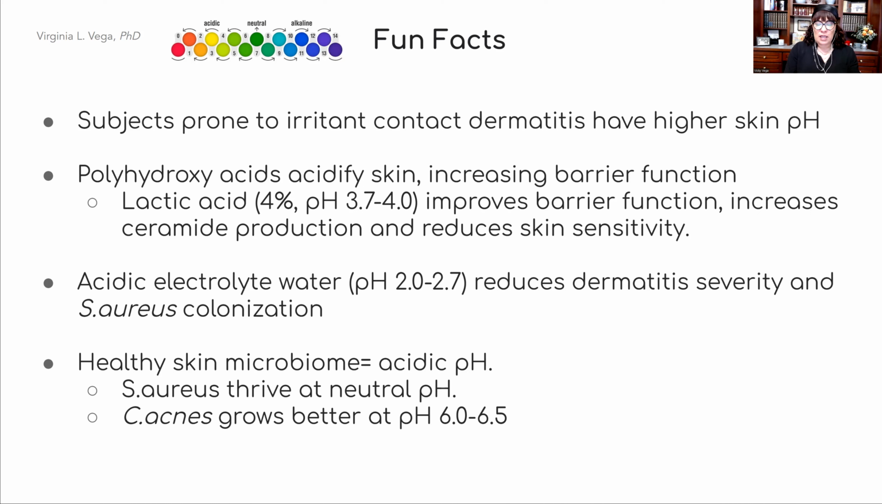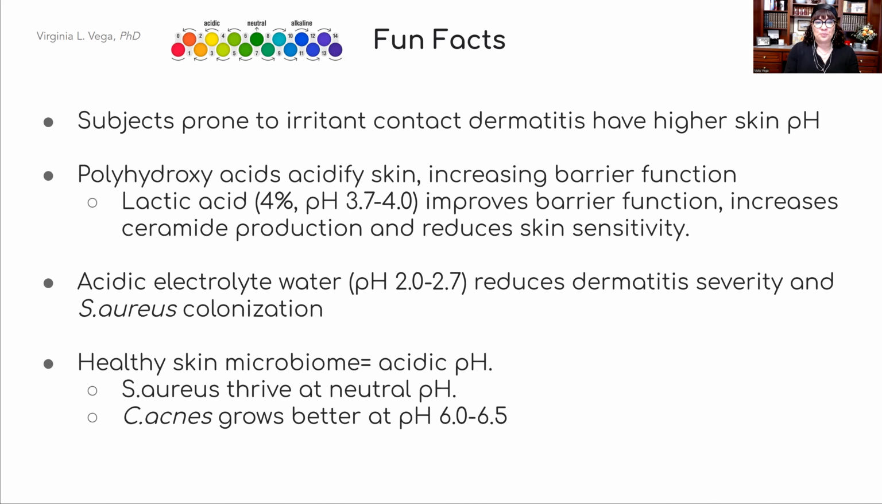One of the most common things that you can use is lactic acid at 4%, pH 3.7 to 4. Remember, it's very important when you use a skincare that contains acid to be at the right pH, because if this is too high, that means that none of the acid is in the active form. So going back to lactic acid at this concentration and pH, it has been shown that it improves barrier function, increases ceramide production, and reduces skin sensitivity.